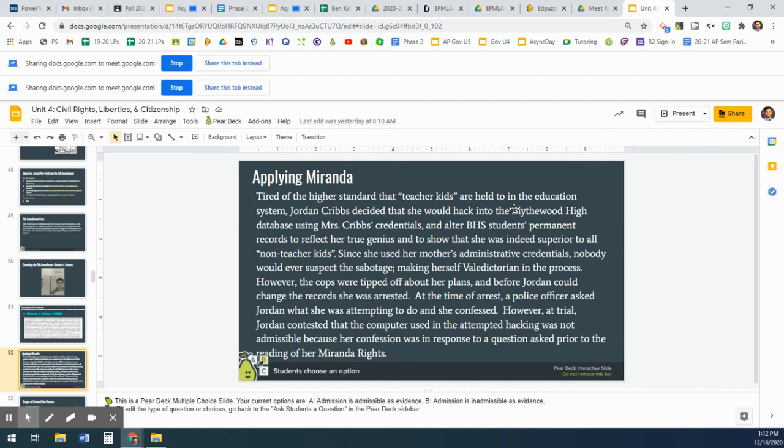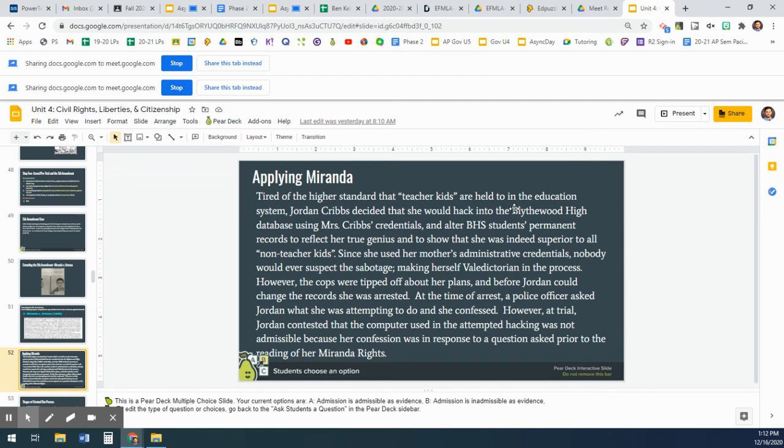At the time of arrest, a police officer asked Jordan what she was attempting to do, and she confessed. However, at trial, Jordan contested that the computer used in the attempted hacking was not admissible because her confession was in response to a question asked prior to the reading of her Miranda rights. So is that computer able to be used as evidence?